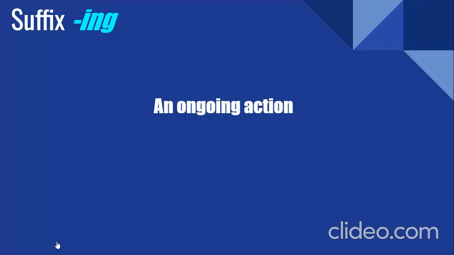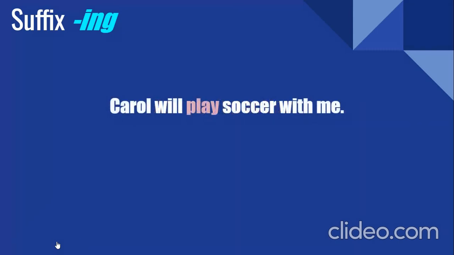So let's look at two examples over here, okay? Carol will play soccer with me. So again, I have a similar sentence to the one I had before. Play is my action verb, but this situation has not happened yet because this is going to happen sometime in the future. So Carol is not playing yet. She hasn't played, she will play. So it's going to happen sometime in the future.